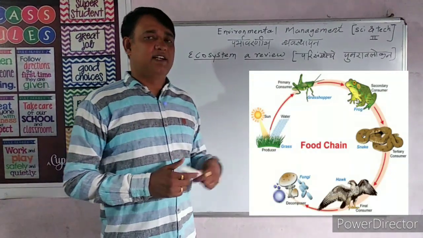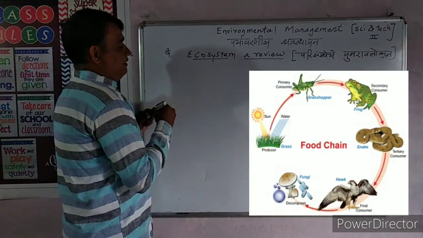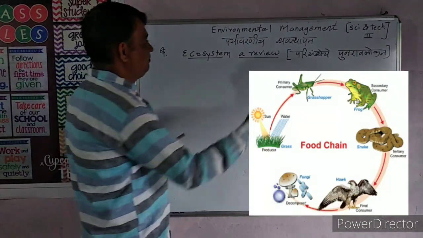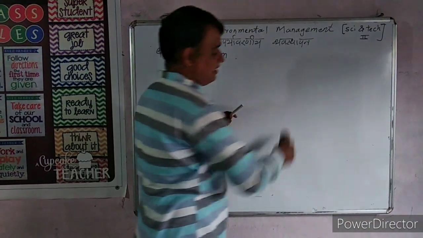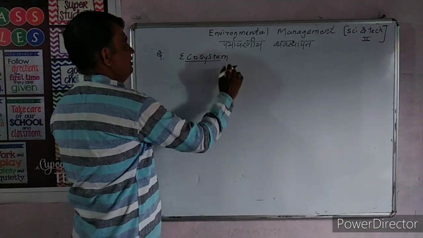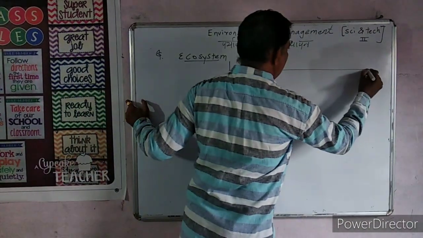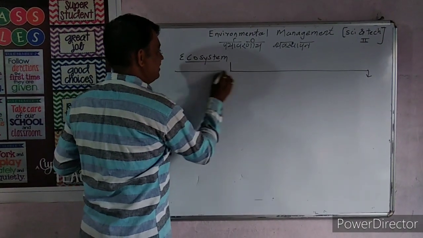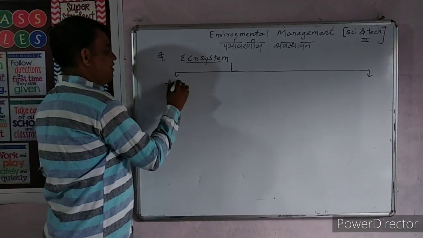Abiotic factor and biotic factor, we see these as the parts of the ecosystem. First we see abiotic factor.